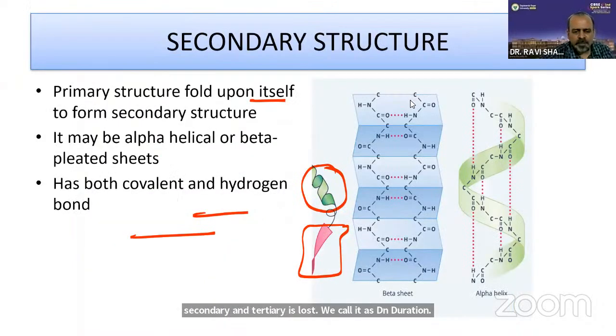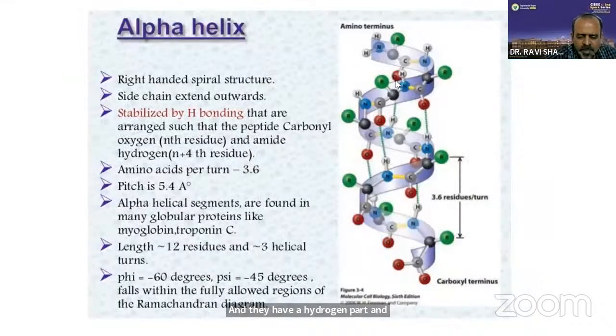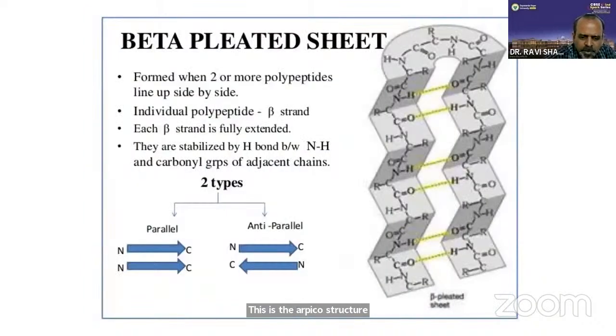This is a primary structure, and primary structure folds upon itself to form secondary. Secondary may be, as I told you, alpha helical, like this helical structure, or it may be beta sheets also. And they have hydrogen bonds and covalent bonds. This is an alpha helical structure. These are beta pleated sheets, which can be parallel also, anti-parallel also, held by hydrogen bonds.